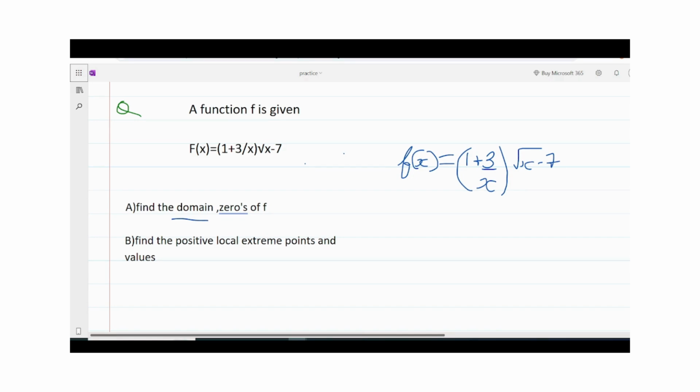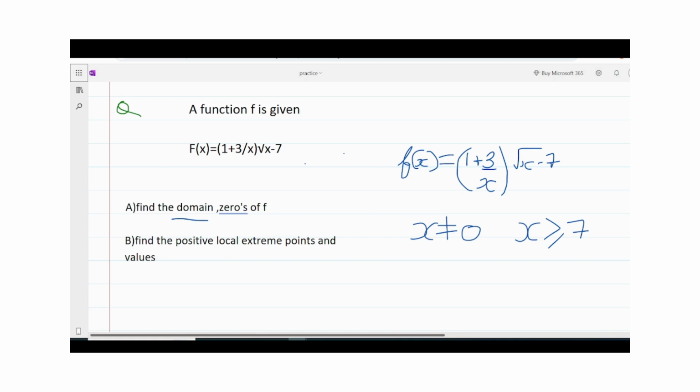So for domain we can clearly see in this function that my x cannot be 0 as it is coming in the denominator, and anything divided by 0 is infinity. So x cannot be 0. And similarly in this case I am seeing that it is under root x minus 7. So x has to be greater than or equal to 7, because the square root of a negative number, we have studied that in complex numbers, is imaginary, right? So x has to be greater than or equal to 7.